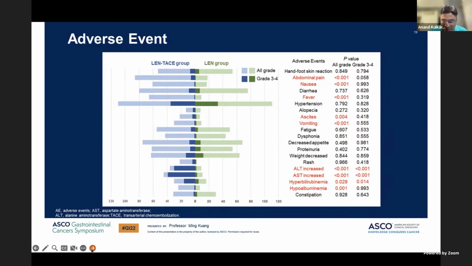Adverse events were almost similar in both the groups, except for a mild increase in the liver function tests in individuals who received len plus TACE compared to lenvatinib alone. Because when you do TACE, if the patient has compromised liver function, there is an increased risk of developing liver failure post-procedure.